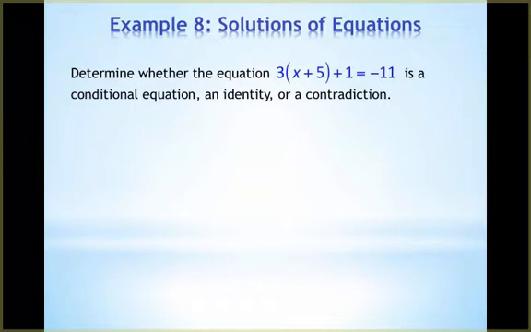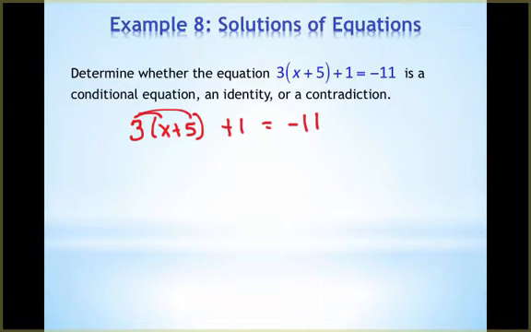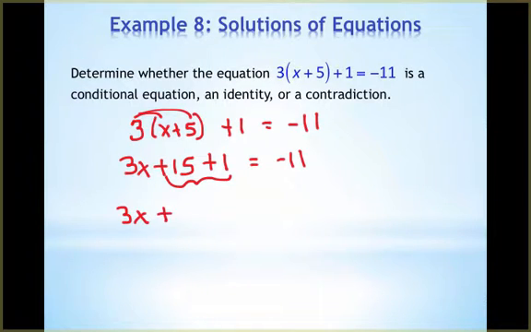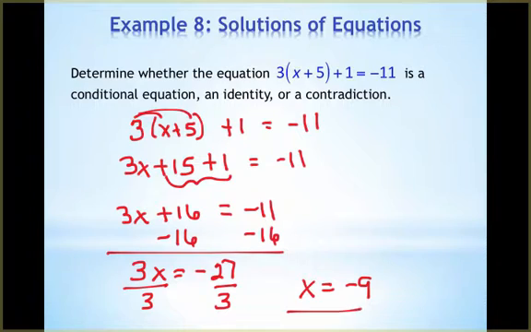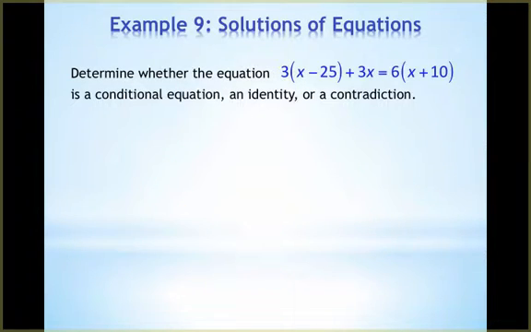So let's look at this equation and determine, is it conditional, is it an identity, or a contradiction? So we'll start by doing distributive property and get 3x plus 15 plus 1 equals negative 11. We'll combine these and get 16. Now I'm going to subtract the 16 and get 3x equals negative 11 minus 16 would be negative 27, and divide by 3. X equals negative 9. Since we have one solution and it is negative 9, then we say that this is a conditional equation.